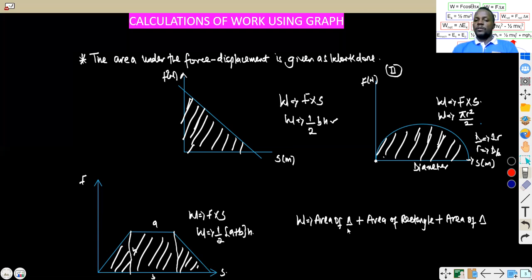So this is it. From the formula, work done will be the same thing: half base times height, added to the rectangle, which is length times breadth, and also added to the area of the triangle, which is half base times height. So this is the way we illustrate or relate something like this. Students should be careful about this, and it's very, very important for you to have this at the back of your mind. So this is all about this.